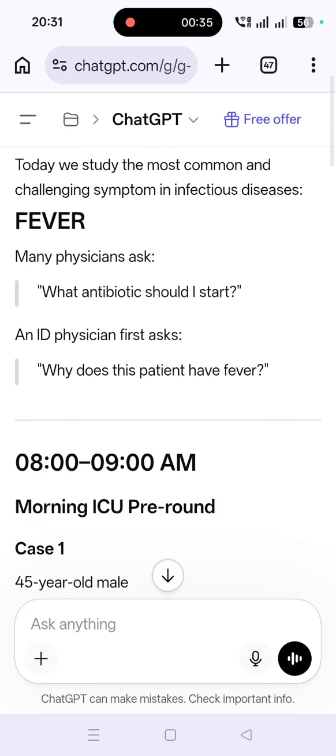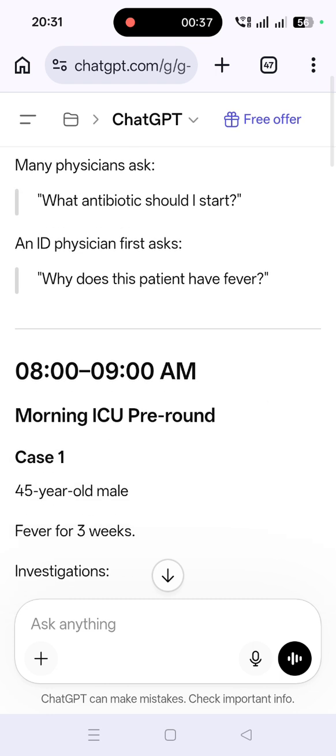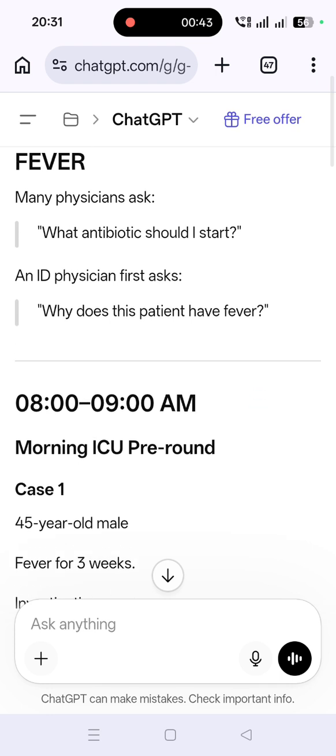So what antibiotic should we start? Why does this patient have fever? A physician asks, what antibiotic should I start? An ID physician, which is infectious disease physician, asks, why does this patient have this fever?